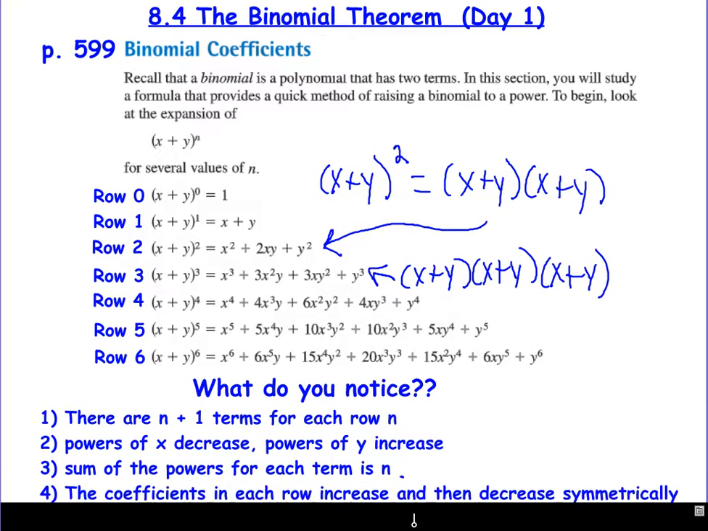And the last thing you should notice is that the coefficients in each row increase and then decrease symmetrically. So in other words, notice it goes 1, 2, 1, 1, 3, 3, 1, 1, 4, 6, 4, 1. In other words, it increases and then it decreases the exact same way that it increases. When you have an even number of terms, same thing. 1, 5, 10, 10, 5, 1.